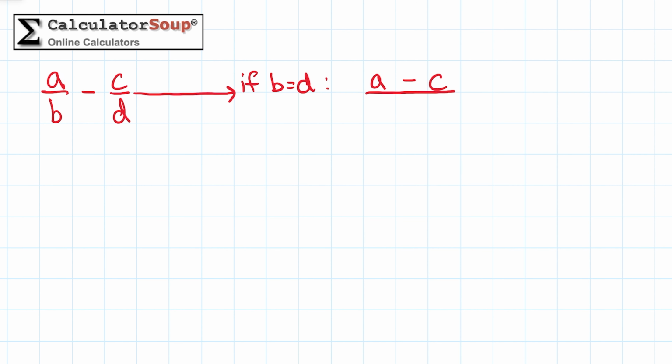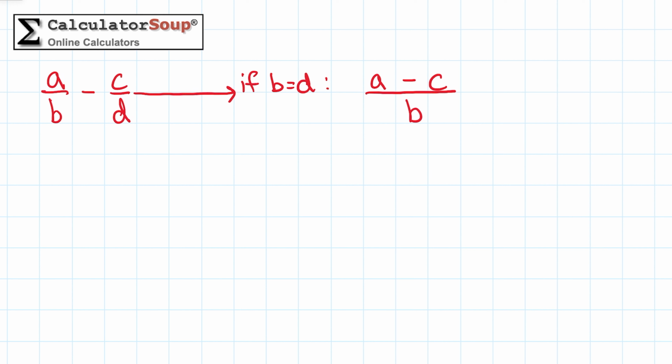To start, let's write down the fractions we want to subtract. Before we use real numbers, we'll use some placeholder fractions, a over b and c over d. If the denominators are the same, or if b equals d, you subtract the top numbers, a minus c, and put the result over the common denominator, b or d. Then, simplify the answer after subtracting the fractions if needed.